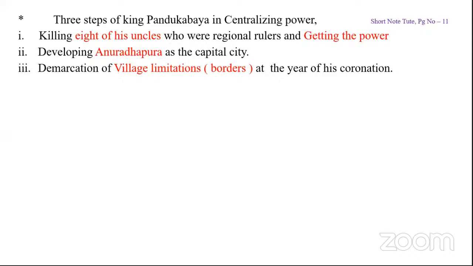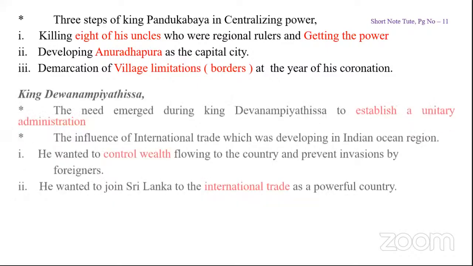And he developed Anuradha city as the capital city, including all the city components which are needed for a capital city. And demarcation of village limitations. Why? For a proper regional administration. Villages were separated, towns were separated, demarcation had been done. So at the 10th year of his coronation, okay, that's not mentioned there. So this is what Pandukabe had done in centralizing power.